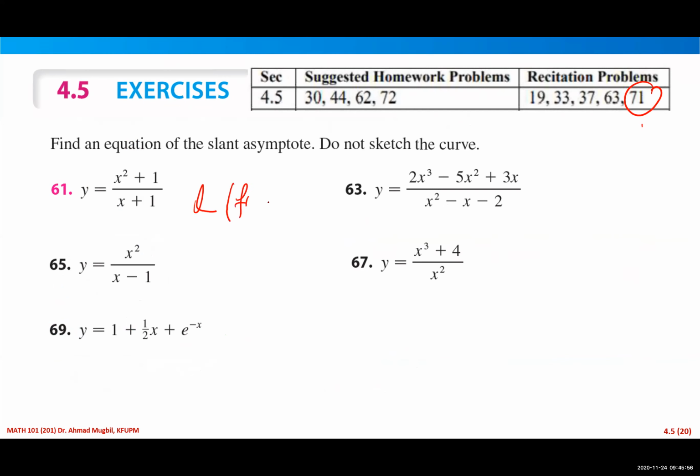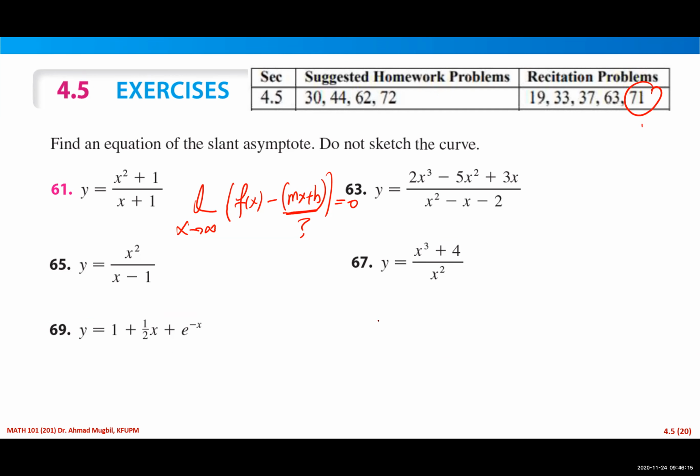The limit of the function minus a line equals 0 when x goes to infinity or negative infinity. You need to think about this one. What do you think? To know what this line is, you need to check first how it behaves.